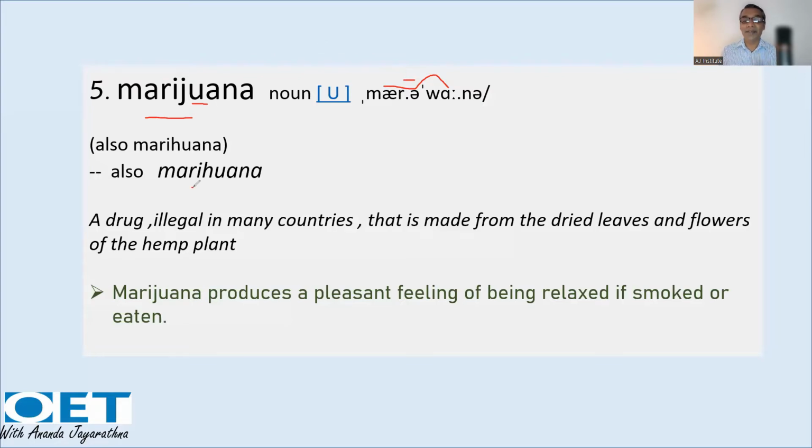There's another spelling as well as a pronunciation like that. Okay, there are so many different pronunciations, so we can go with that one. Okay, now look at this definition. A drug illegal in many countries. That means in some countries it is not illegal. That is made from the dried leaves and flowers of the hemp plant.